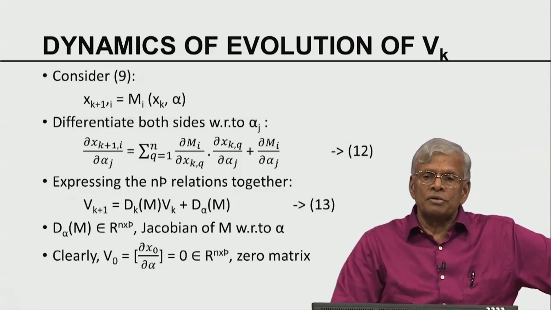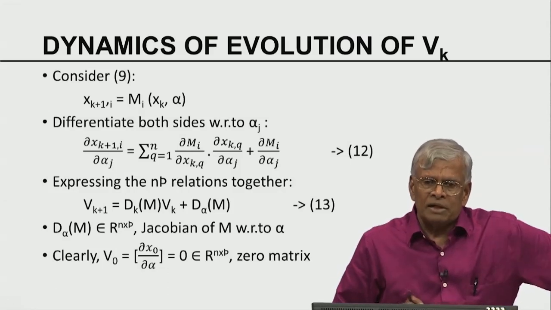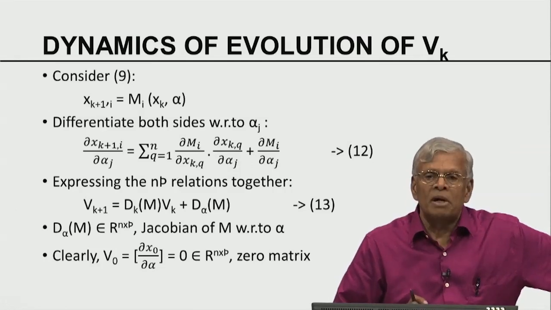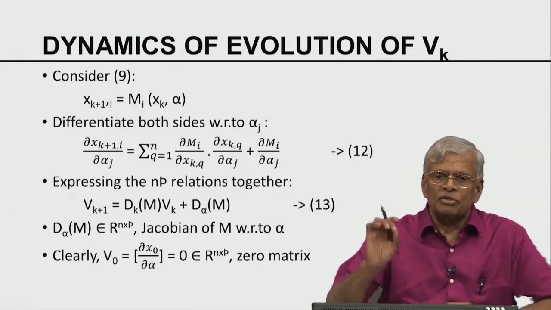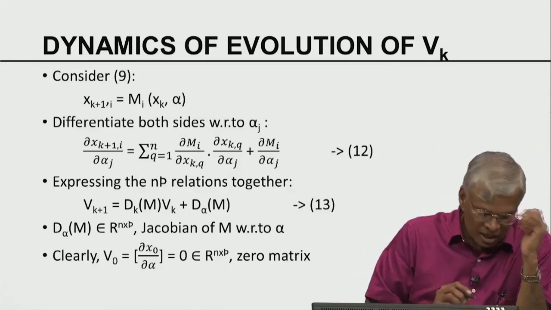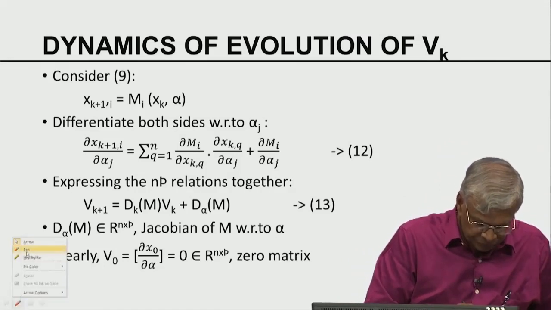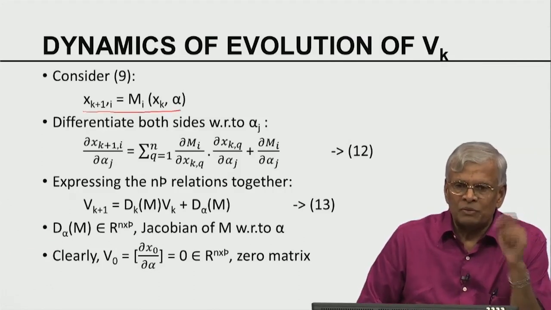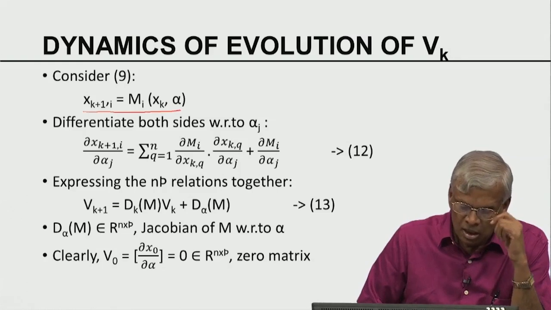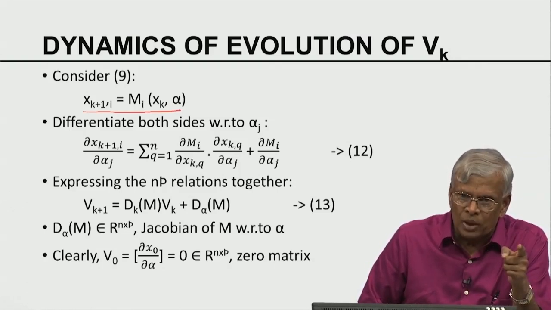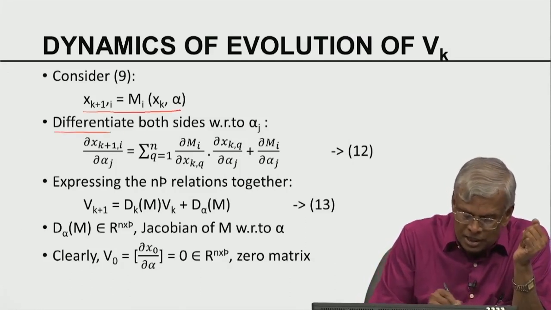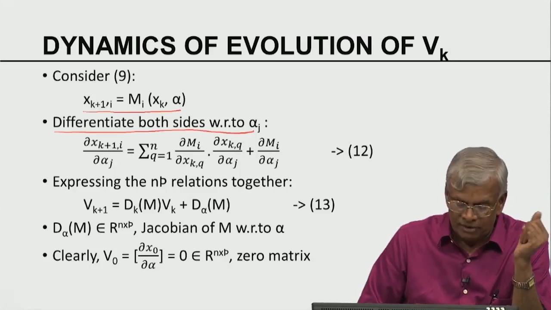Now we are going to concentrate on deriving a similar dynamics for vk. Please remember, vk is the sensitivity of the solution with respect to the parameters. Again, I am going to consider the ith component of the model equation. That was also the starting point previously. Earlier we found the derivative of this with respect to the jth component of the initial condition. Here we are going to differentiate this with the jth component of alpha.